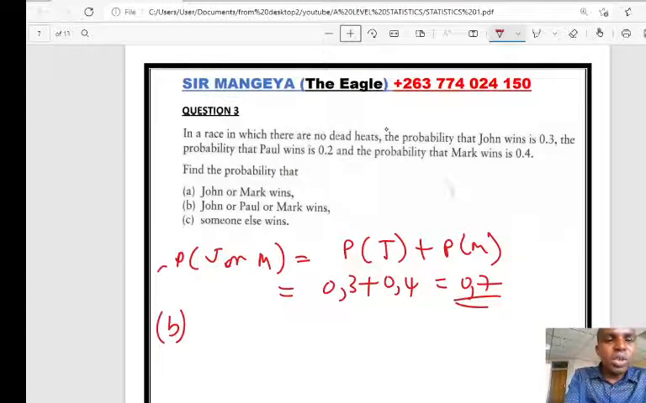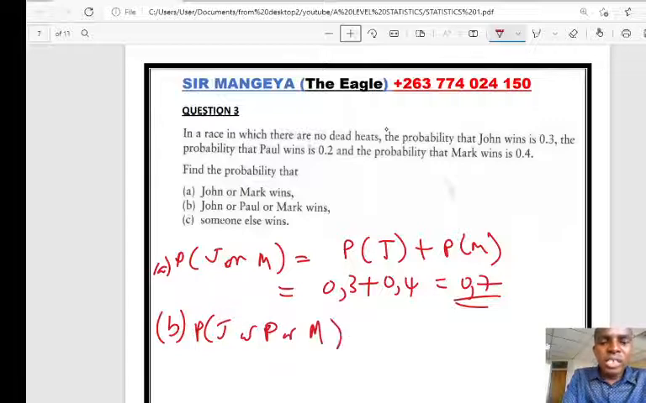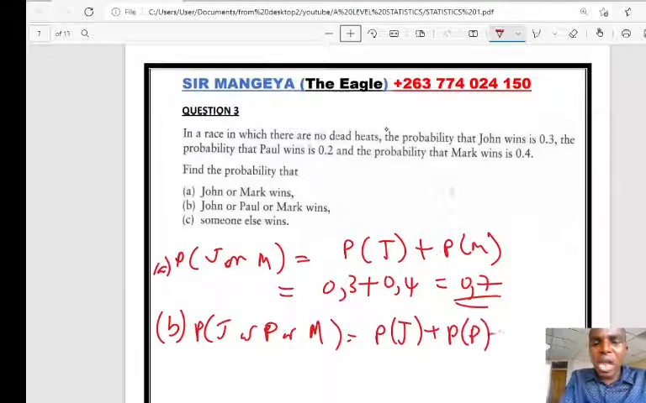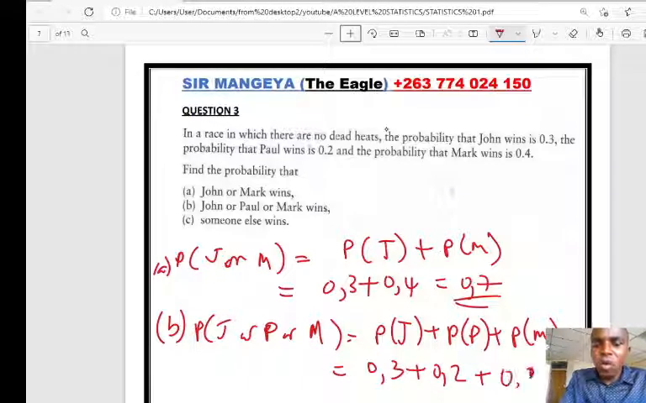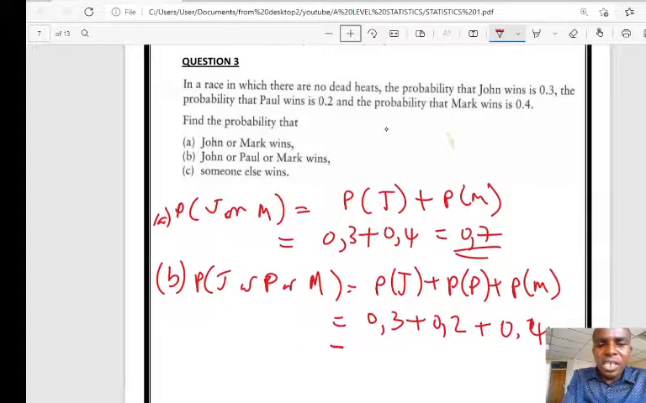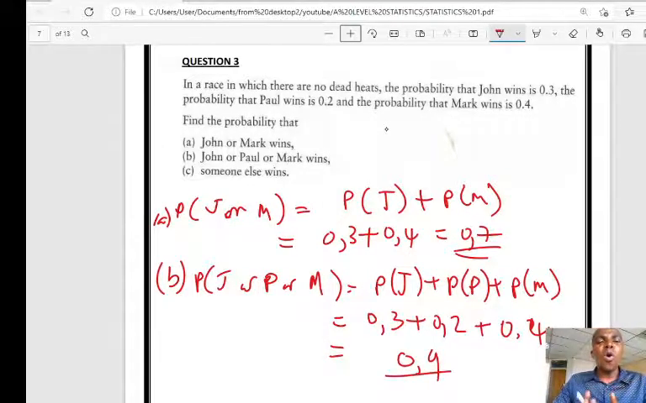Then part B, this one was A. John or Paul or Mark wins. These are independent events. John or Paul or Mark wins is probability of John plus probability of Paul plus probability of Mark, which is equal to John is what? 0.3 plus Paul 0.2 plus Mark 0.4. If you add all these items, you get 0.9. So that's the probability of John or Paul or Mark wins.